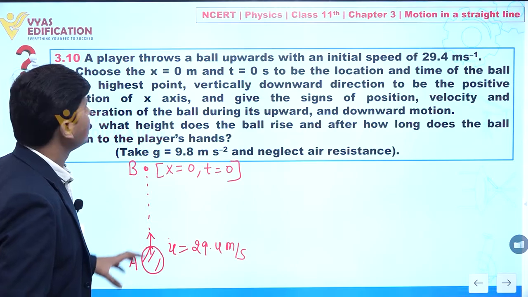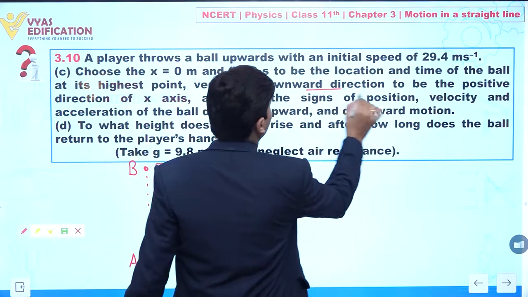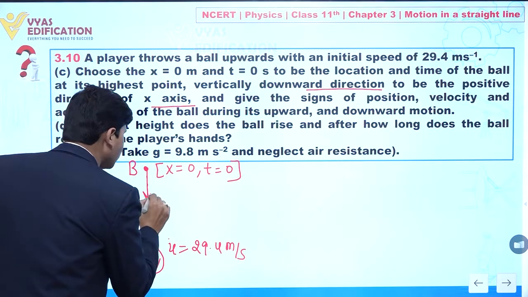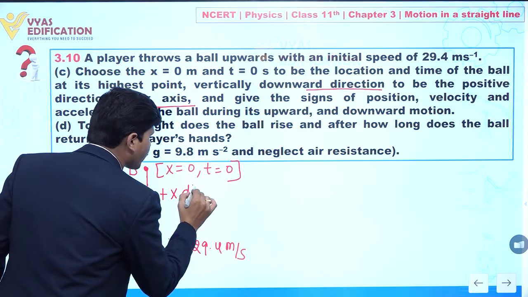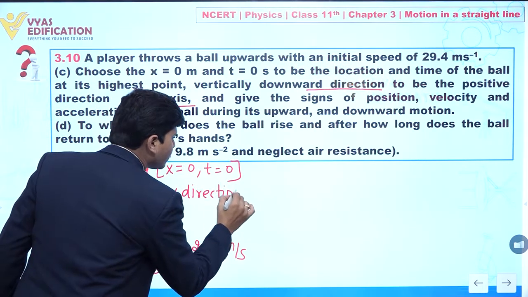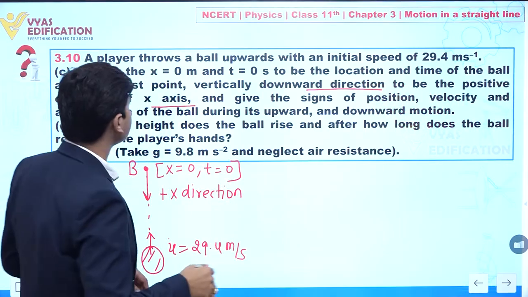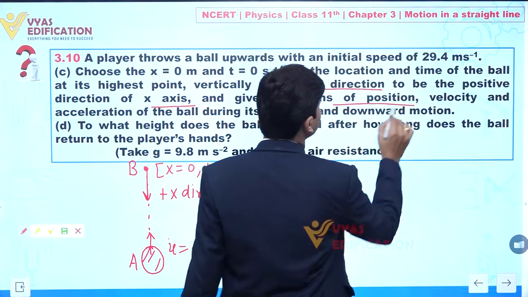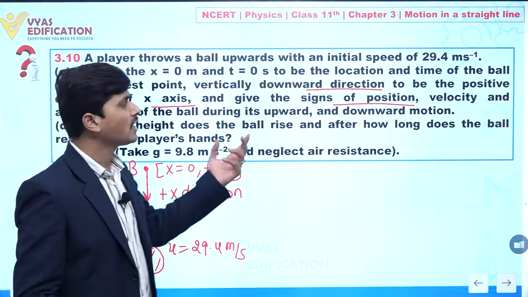Now listen carefully. It is also given that the vertically downward direction is the positive x axis, which means we will take this direction as the positive x direction. Okay, fine. Now what is the objective of this question? It is asking us to give the sign of position, velocity and acceleration of a ball during upward and downward motion.